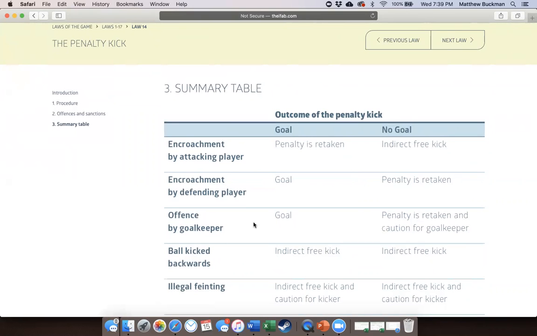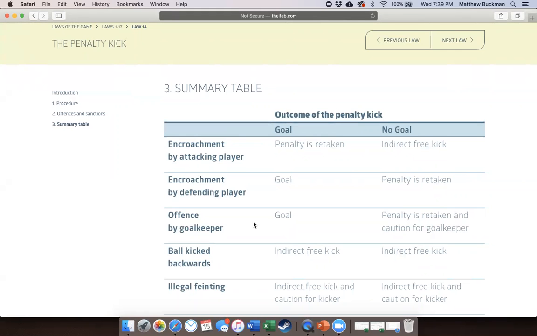I want to make clear, if you're going to call this, you are required to give the goalkeeper a yellow card. It's not an option. It's not subjective. If you call this against the goalkeeper, you must caution the goalkeeper.